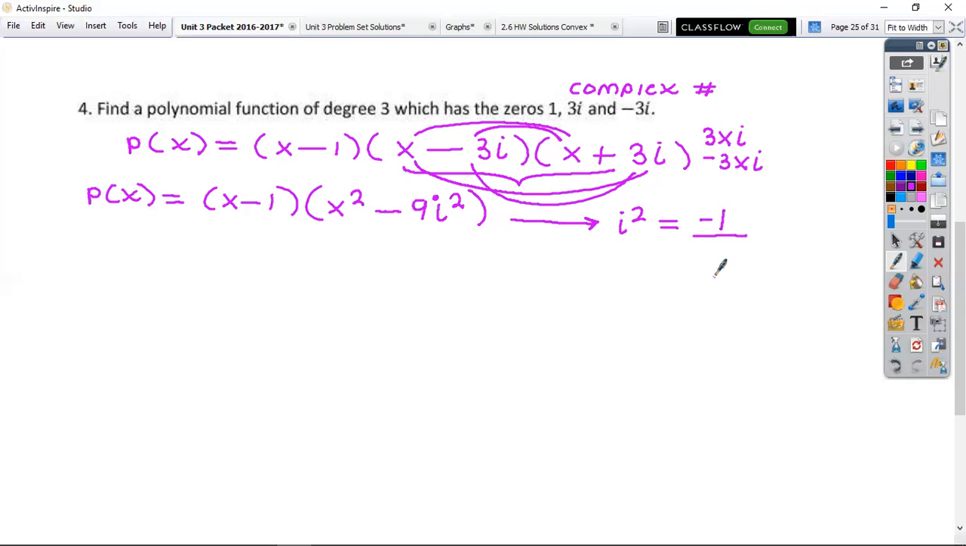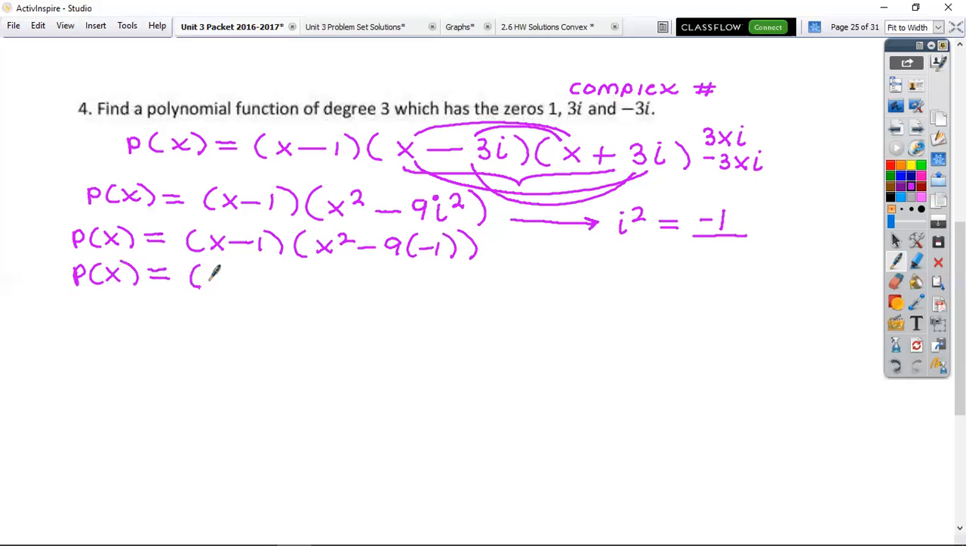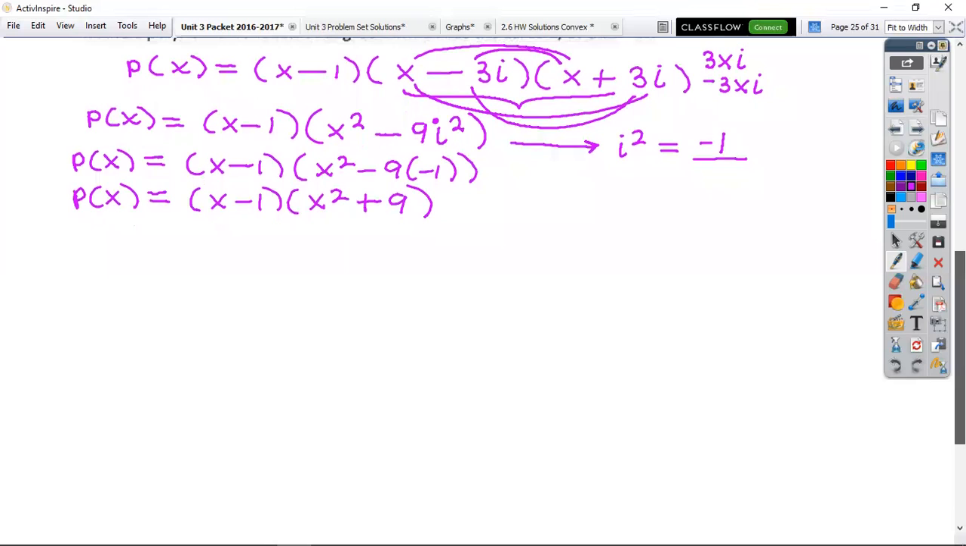Okay, so then I'm just going to put that in. So I have P of x equals x minus 1, and then x squared minus 9 times negative 1. So therefore, P of x would simplify in factored form to x minus 1 and x squared plus 9. And you've got just a little bit of multiplication left to do. So lastly, I multiply those 2 binomials, and then you're done.